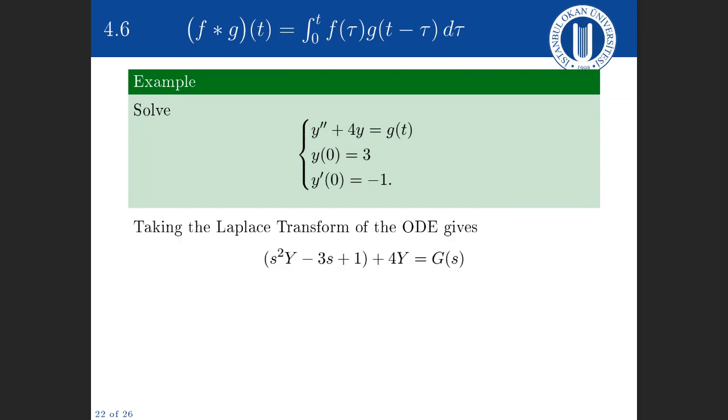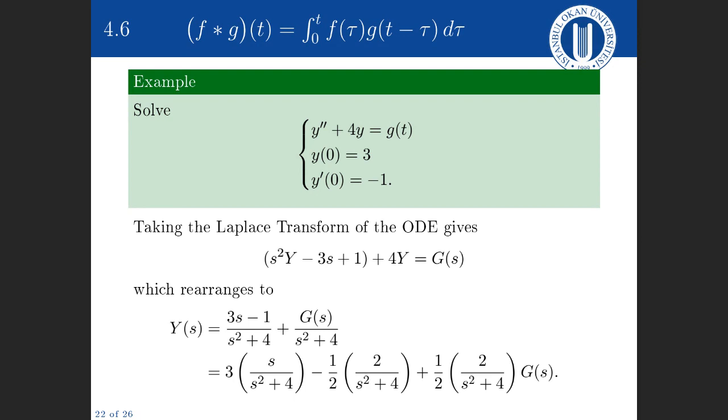Take the Laplace transform of the differential equation: s squared capital Y minus 3s plus 1, plus 4 capital Y is equal to capital G. And we can rearrange that to find a formula for capital Y. We need to find the inverse Laplace transform of this. Inverse Laplace transform of s over s squared plus 4, that's easy. Inverse Laplace transform of 2 over s squared plus 4, again, easy. And we need the inverse Laplace transform of 2 over s squared plus 4 times capital G. For capital G, we don't know. We don't know small g, so we don't know capital G.